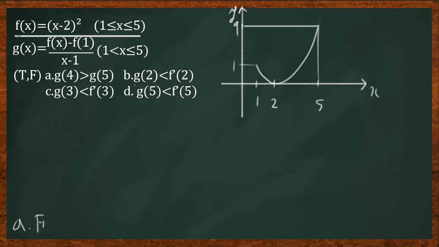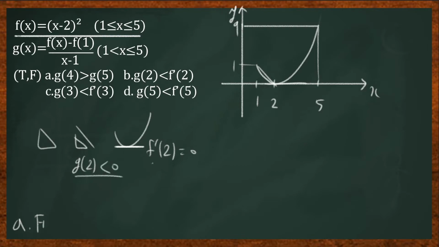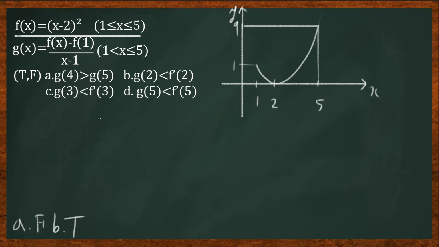Now let's look at the next one. B: g(2) is less than f'(2). If we draw g(2), it will be drawn like this, and f'(2) will be drawn like this. Because f'(2) is equal to 0 and g(2) is less than 0, f'(2) is greater than g(2). So B is true.